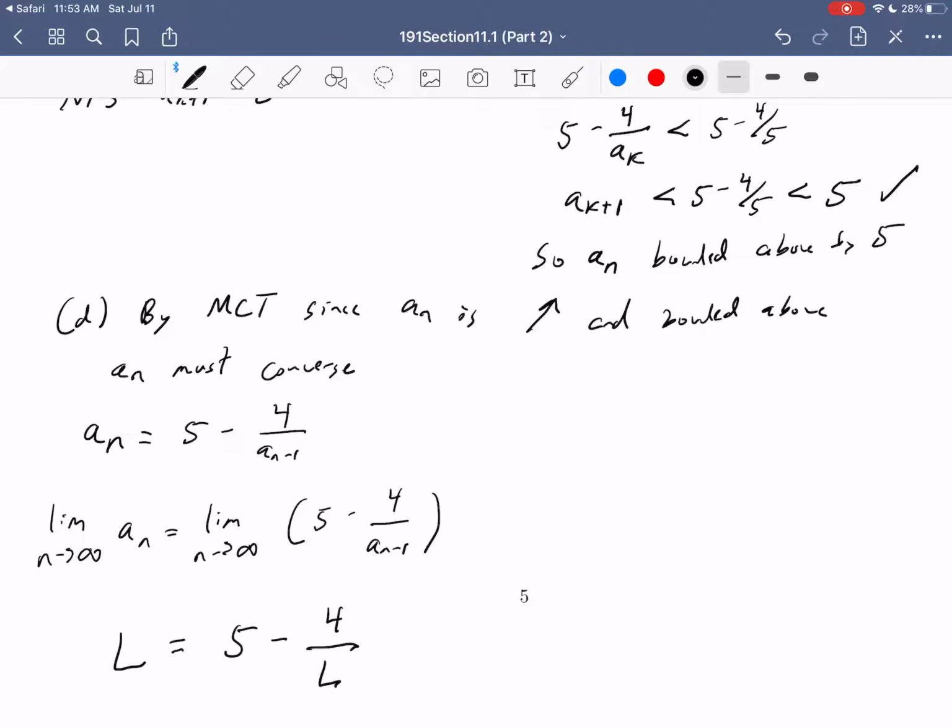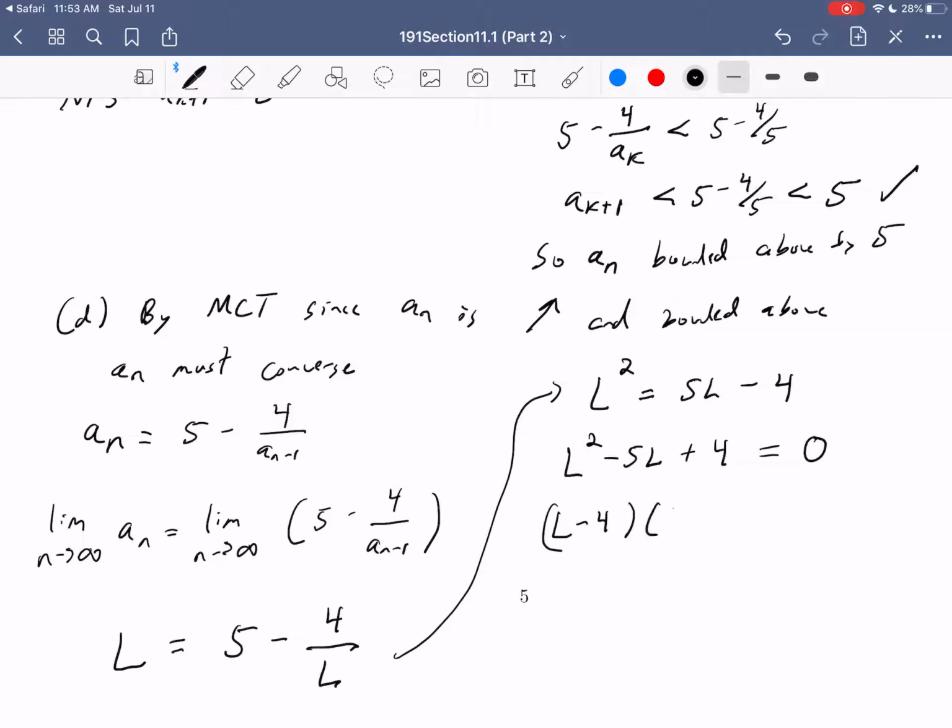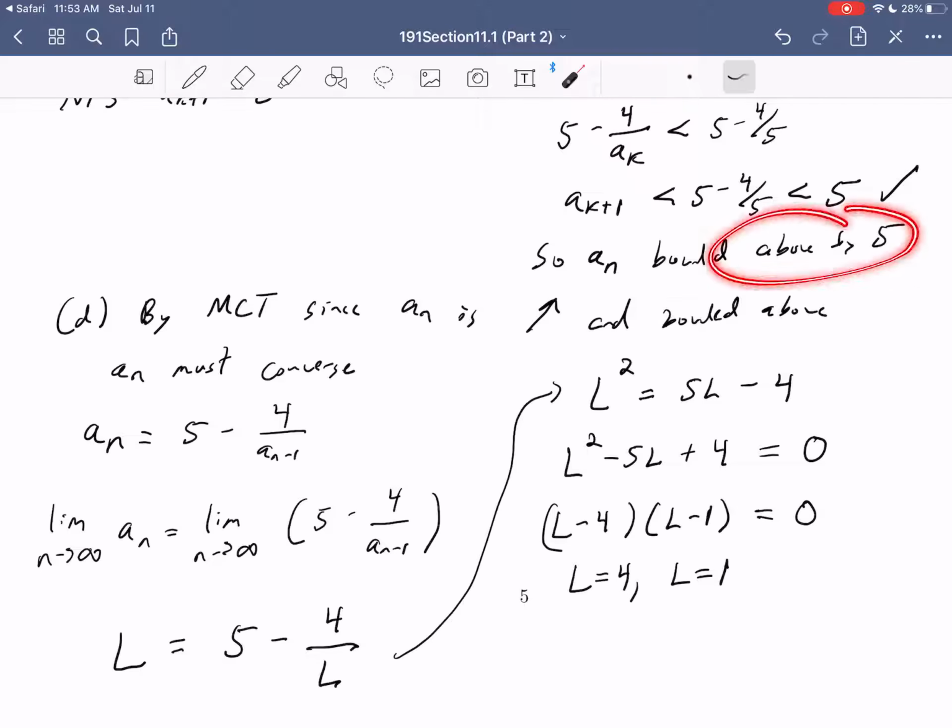We can go ahead and solve this now. Multiply everything by L. L squared equals 5L minus 4. L squared minus 5L plus 4 equals 0. Looks like we get L minus 4 times L minus 1 equals 0. So the possible limits are 4 and 1. Well, we know we're bounded above by 5. Both of those are below 5, so unfortunately the bound doesn't help us.